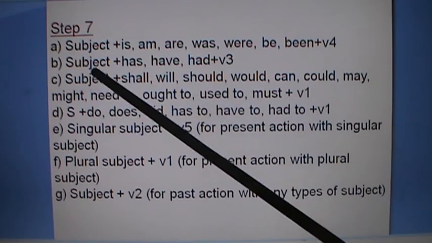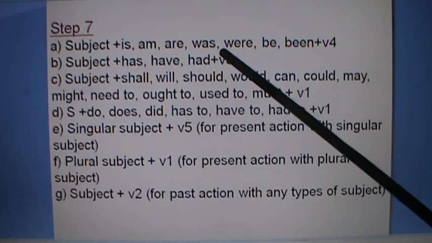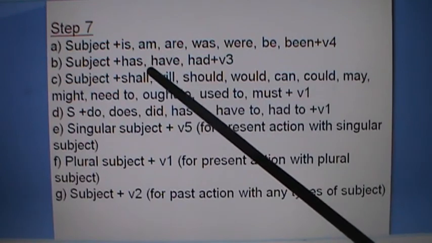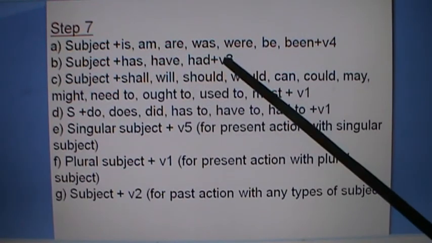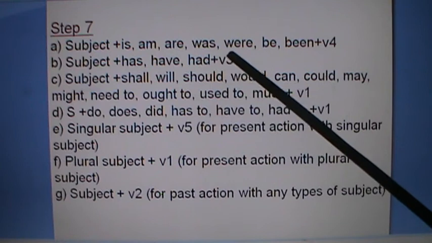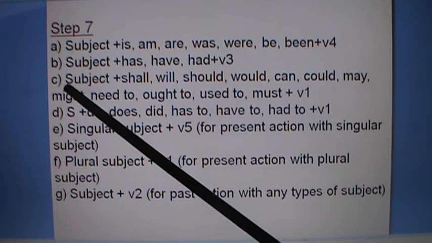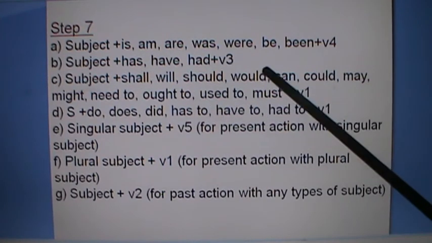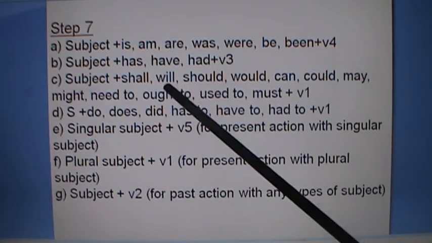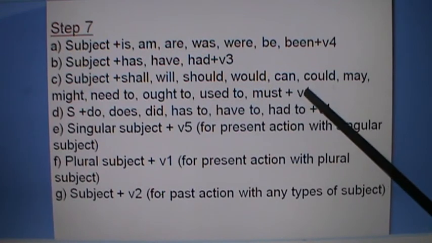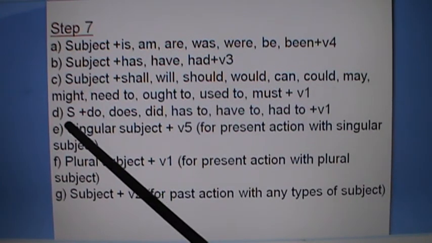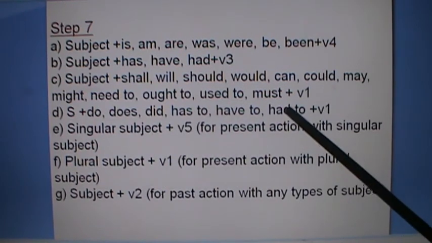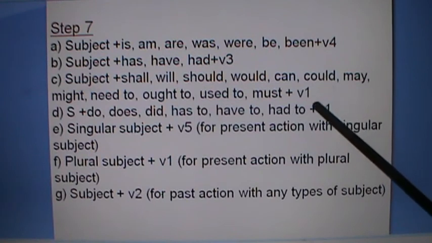Similarly, number B, subject plus has, have, had plus verb 3. If there is has or have or had after the subject, we have to use verb 3. For example, he has gone, they have spoken English, she had died. Number C, after the subject if there is shall, will, should, would, can, could, may, might, need to, ought to, used to, must, then we have to use the verb 1 form. Similarly number D, if there is subject plus do, does, did, has to, have to, had to, then again we have to use the verb 1 form.